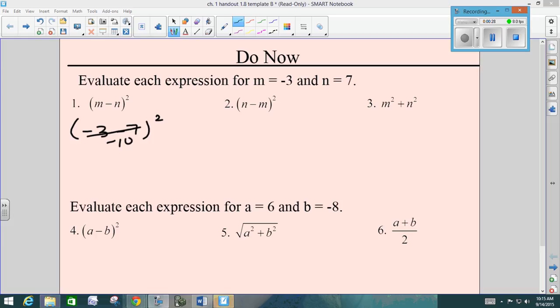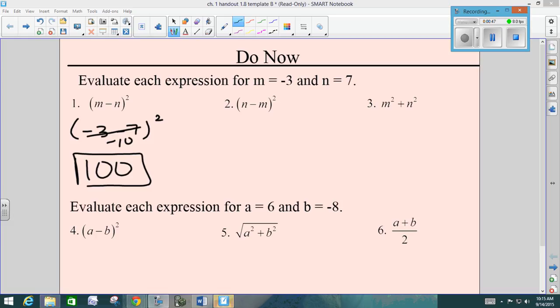What does it mean to square something? Take it times itself. So what's -10 times -10? 100. Positive or negative? Positive. Anytime you square something, it should come out positive, because you're either going to multiply a positive times positive, which is still positive, or a negative times a negative.